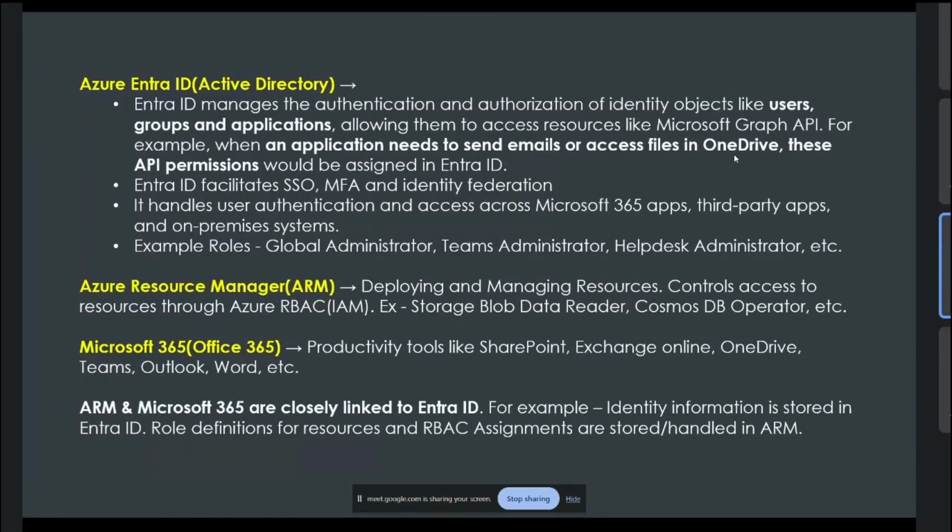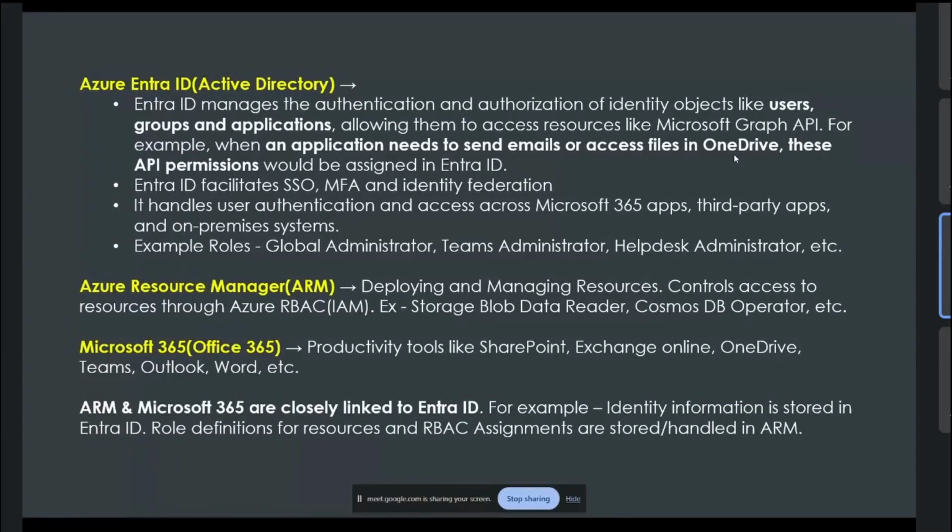Say this application needs to upload files to OneDrive, or needs to send some automated mails. We give those specific API permissions in Entra ID. Whatever permissions are assigned to that application, the application will be able to do only those. For example, if we give permission only to OneDrive, it won't be able to access SharePoint. So this is controlled in Entra ID as well as in the application itself.